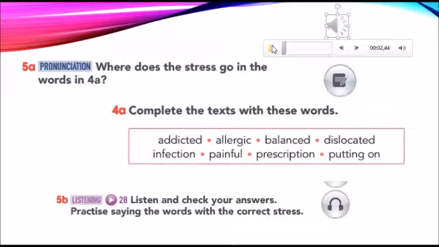Unit 6. Pronunciation. Exercise 5B. Addicted. Allergic. Balanced. Dislocated. Infection. Painful. Prescription. Putting on.